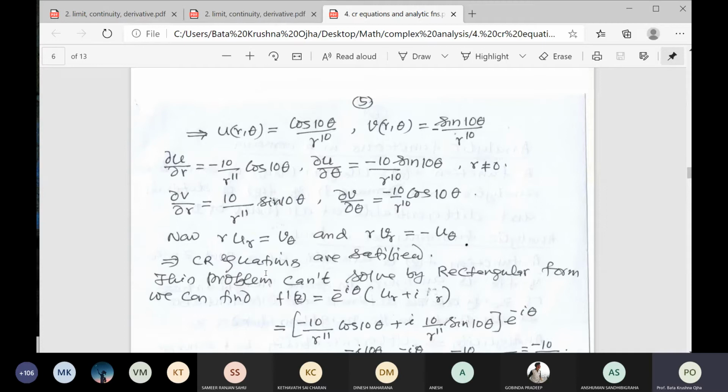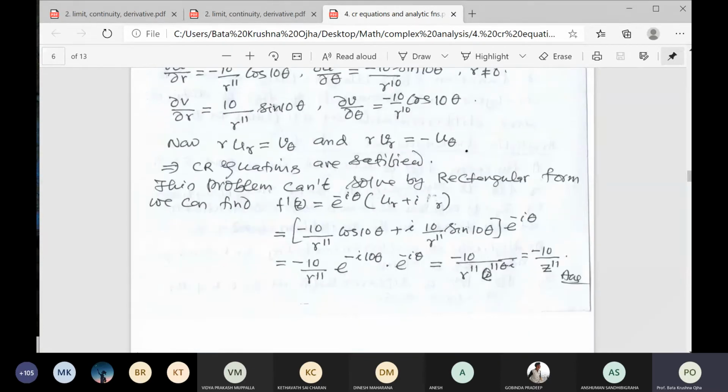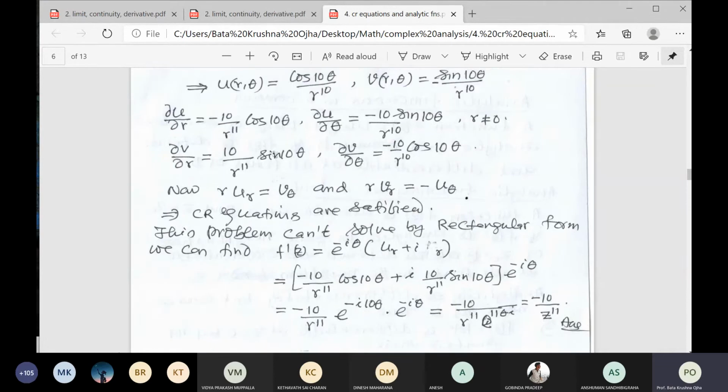So del u by del r is equal to this, and this. Now you see, examine whether it satisfies the CR equation or not. The CR equation is this: r u_r is equal to v_theta, and r v_r is equal to minus u_theta. So it is true. You see, r u_r, the first equation, del u by del r, is the same as del v by del theta. It is the same because r cancels here. Similarly, the other part is this. So now you conclude the CR equation is satisfied.